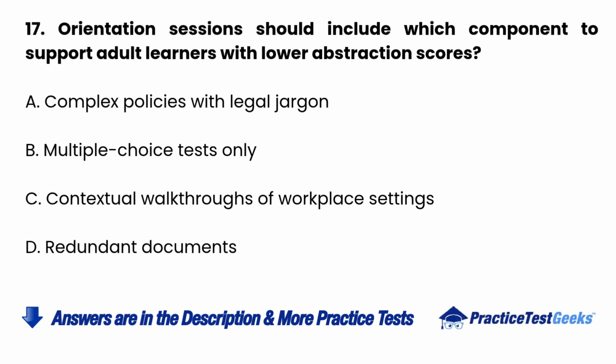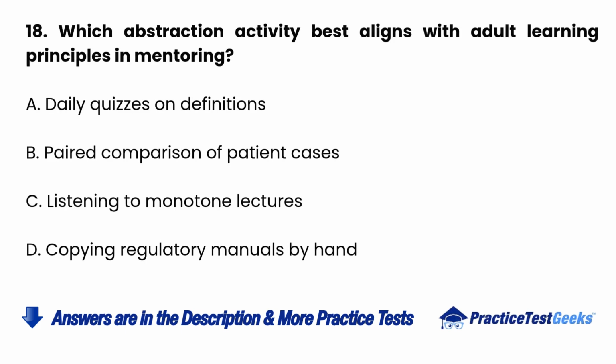17. Orientation sessions should include which component to support adult learners with lower abstraction scores? A. Complex policies with legal jargon. B. Multiple choice tests only. C. Contextual walkthroughs of workplace settings. D. Redundant documents.